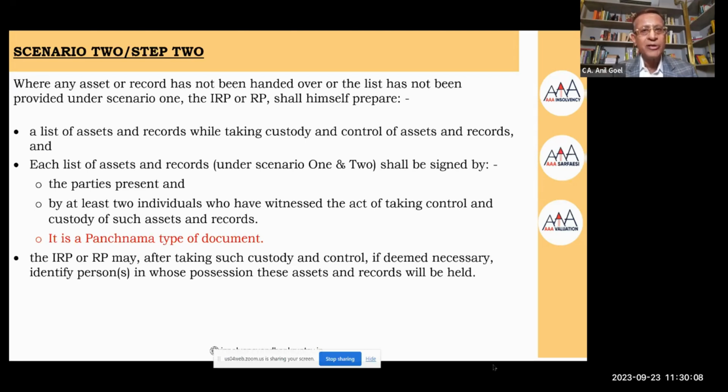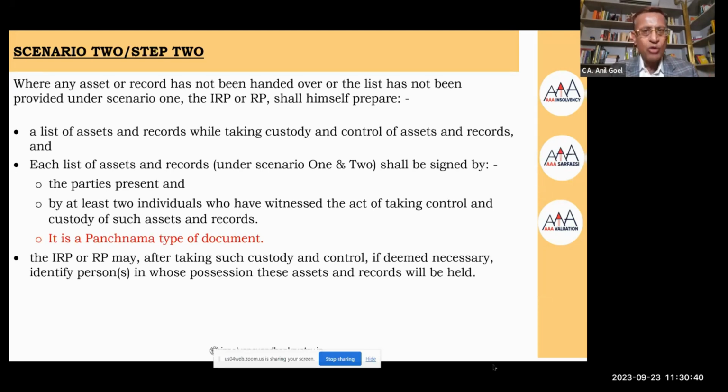After taking the control and custody in this manner, in scenario 2, as a step 2, he will again have to hand over the possession to someone. In case there is nobody to take possession, then the RP will say that the possession is with me, or with my team. Or the RP can say that the possession is now with me, however, I have deputed some security guards. So this is a very, very important process which has now been inserted in the regulation, which was not there. Always it was a confusion.